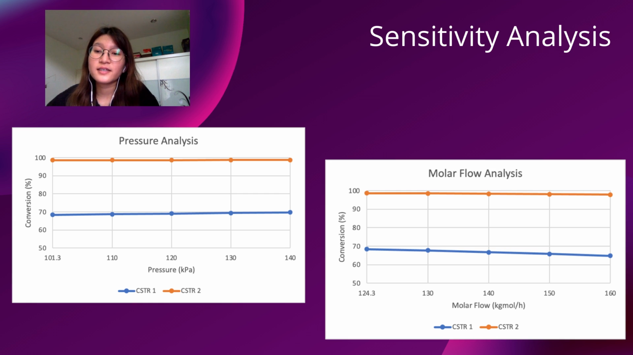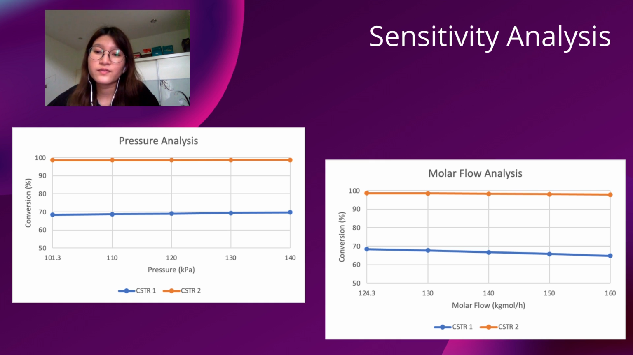A sensitivity analysis was carried out in order to find out how these operating parameters affect the reactor's performance. The reactor's performance is evaluated by using the reaction conversion rate. Based on the graph shown in the presentation, for the pressure analysis graph, the conversion rate increases when we increase the pressure. This shows that a high pressure is needed in order to maximize the production of biogas.